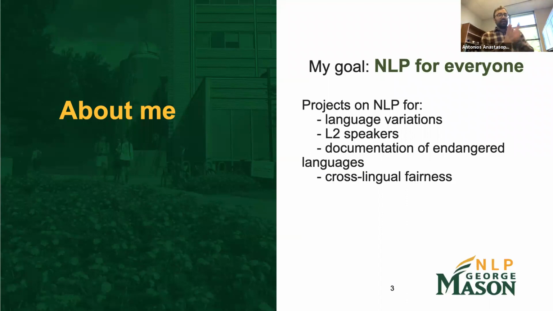And other stuff like NLP for documentation of endangered languages, which I think is a really, really important problem, and that's what I did my PhD on. And then other important side issues like cross-lingual fairness and things like that. So that's not what I'm going to talk about, although what I'm going to talk about is related to the documentation of endangered languages to an extent. But if you want to talk about it, just reach out to me, or we can talk if you have any questions at the end of the talk. I'll be very happy to talk about some other works.